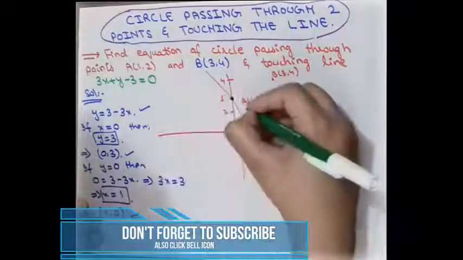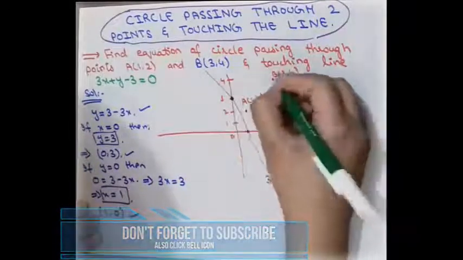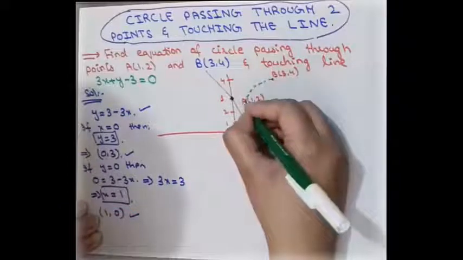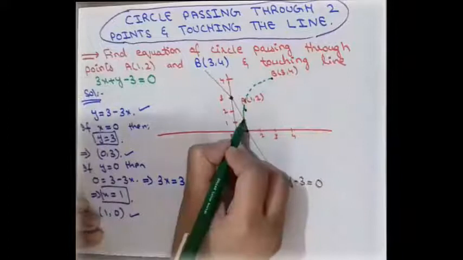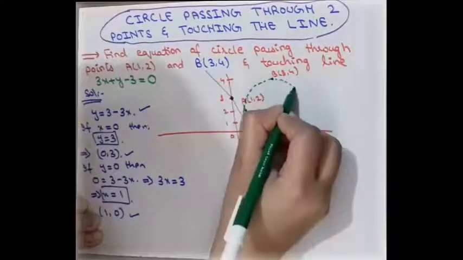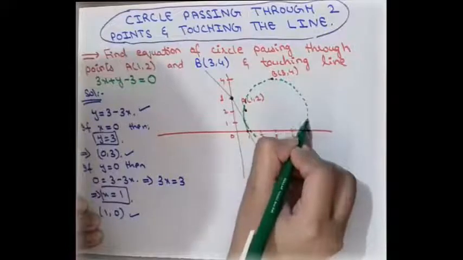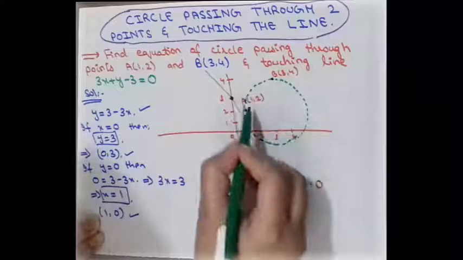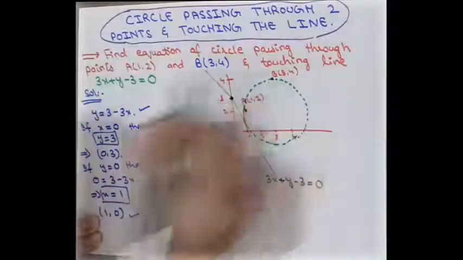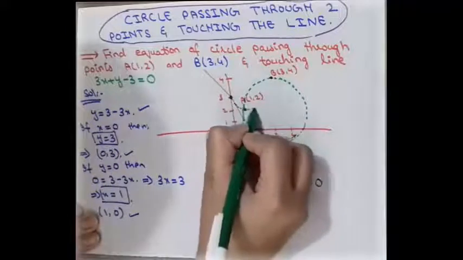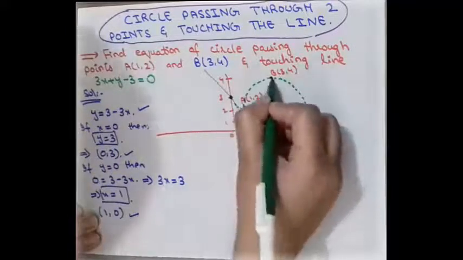So there are two possibilities: if these two are the points, and the circle meets the line and satisfies this condition, then I have a circle in this way. There is one possibility for this circle, and the other possibility for the circle is that I have a circle meeting the line at a point in this form.